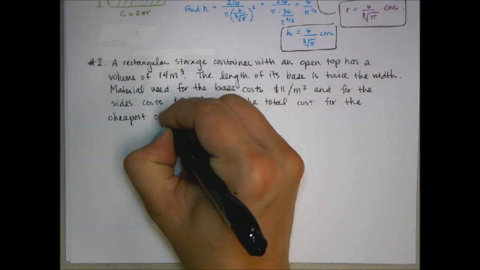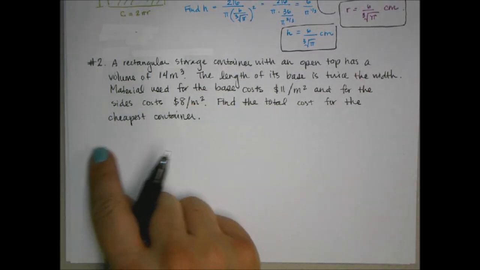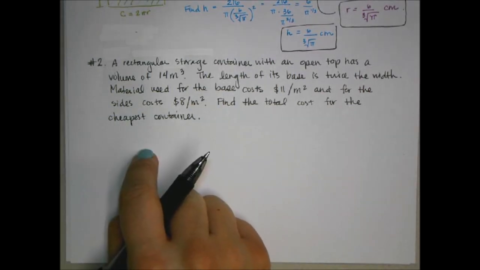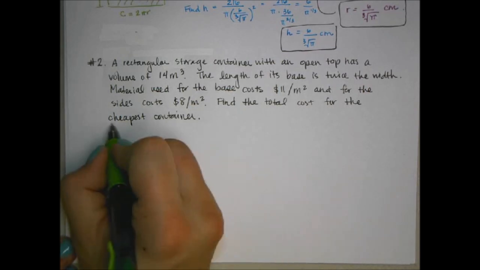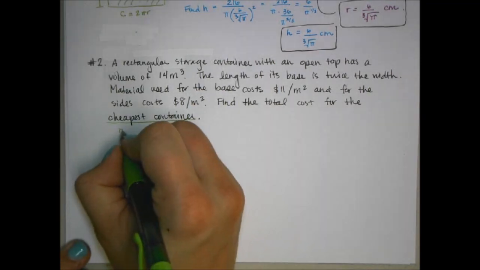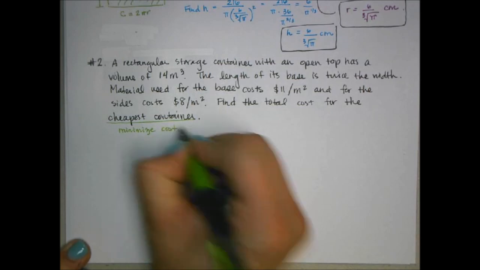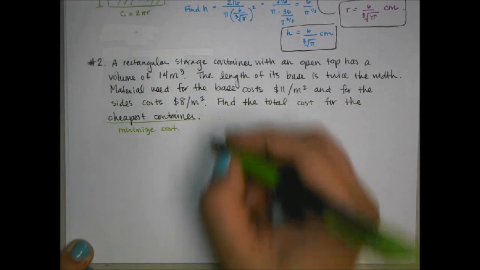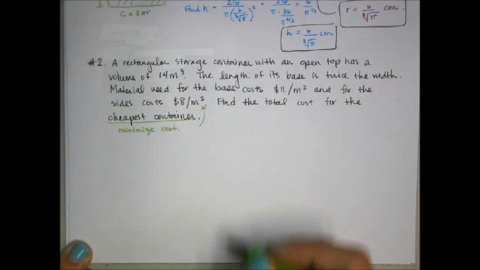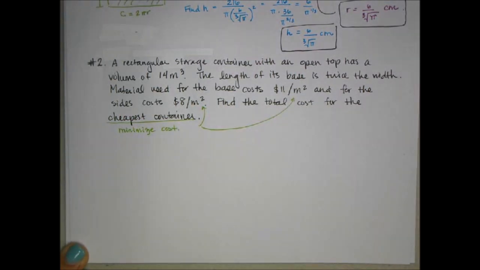So we are still trying to minimize surface area because we want to make it as cheap as we can. We don't want a whole lot of surface area. Okay, so it's still minimizing here. Cheapest container. Minimize cost. But this time the cost is not just surface area, it's price per surface area. So I have to take these two values into account as we do the problem.